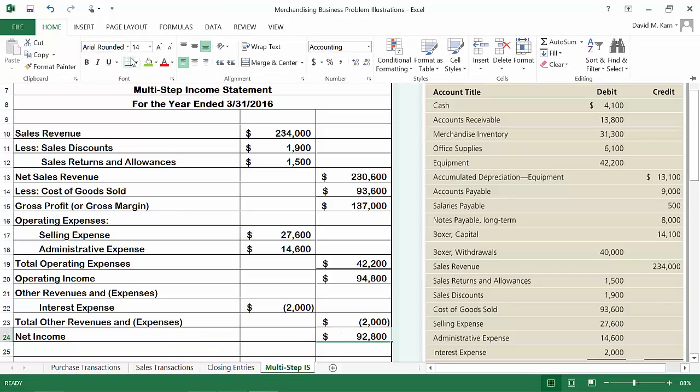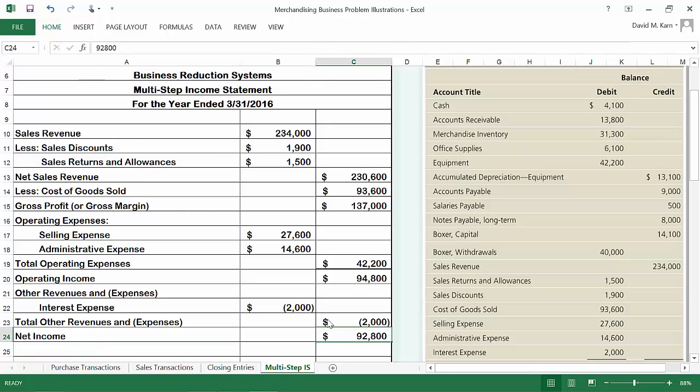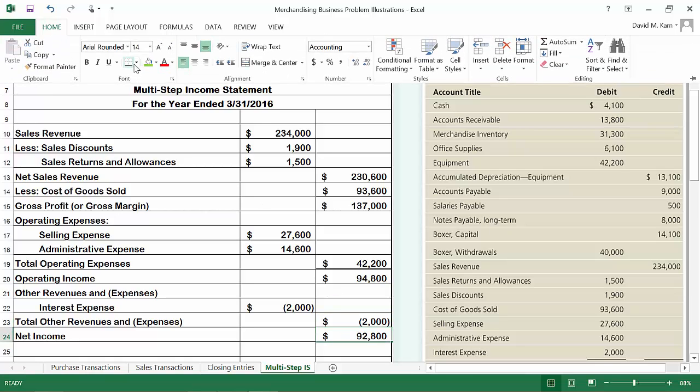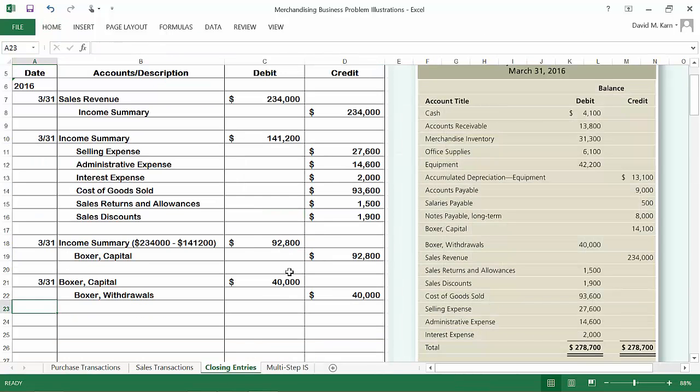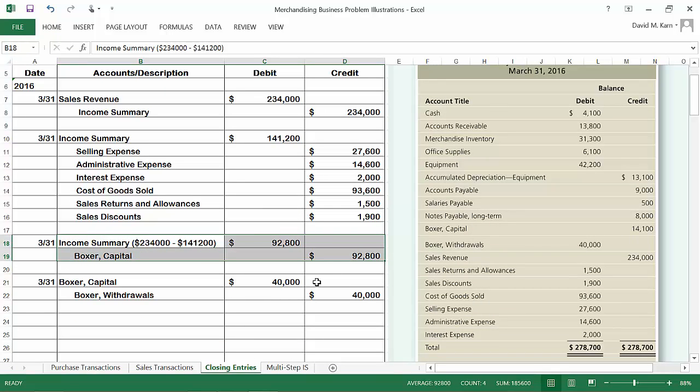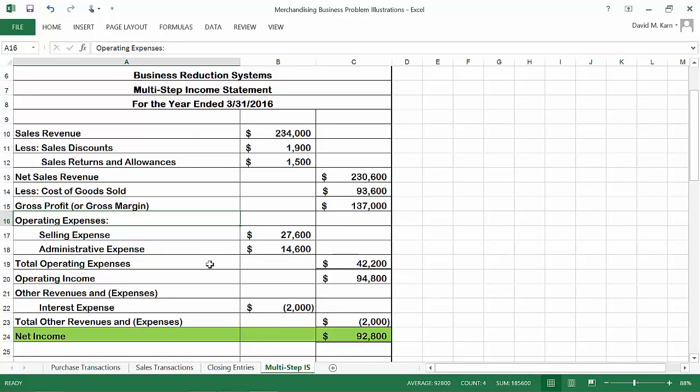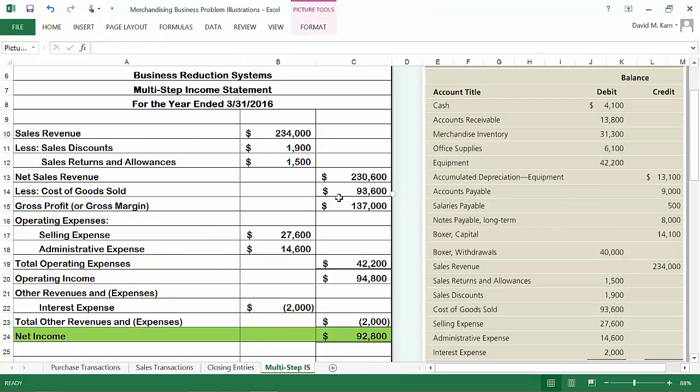If you look back, let's do this here. We did see that here. I'm going to put this in green. Okay, notice that on our closing entry problem, that was exactly what we got. Our net income was $92,800. So we proved that this solution to our closing entries was correct. Okay, now let's look and see what the single step income statement is.